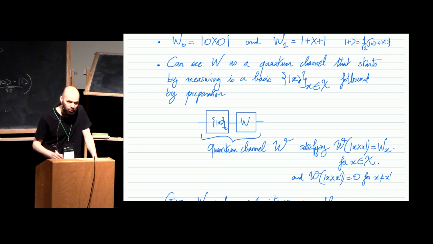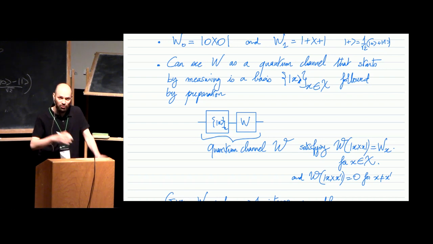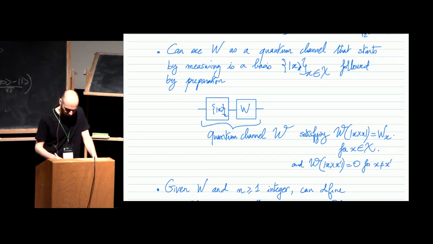So W is a classical quantum channel. I can see it as a special case of a general quantum channel where I start by measuring in the fixed basis X, and then I prepare the corresponding state W_x. So if my quantum channel W starts by measuring in a fixed basis and then preparing, conditioned on the outcome, W_x, then this is the same as a classical quantum channel.